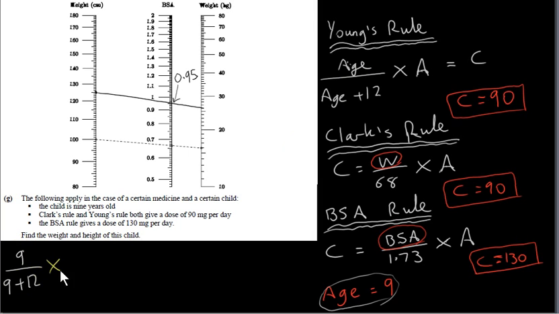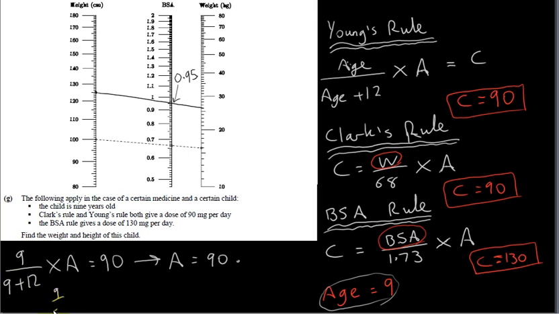And it's multiplied by A, the adult dose, which we don't know. And this must give us C, which is 90, using Young's rule. We can solve this equation to find out what A is. A is the missing thing here. So A is 90 multiplied by 9 plus 12 over 9. Well, first of all, this fraction here is 9 over 21.